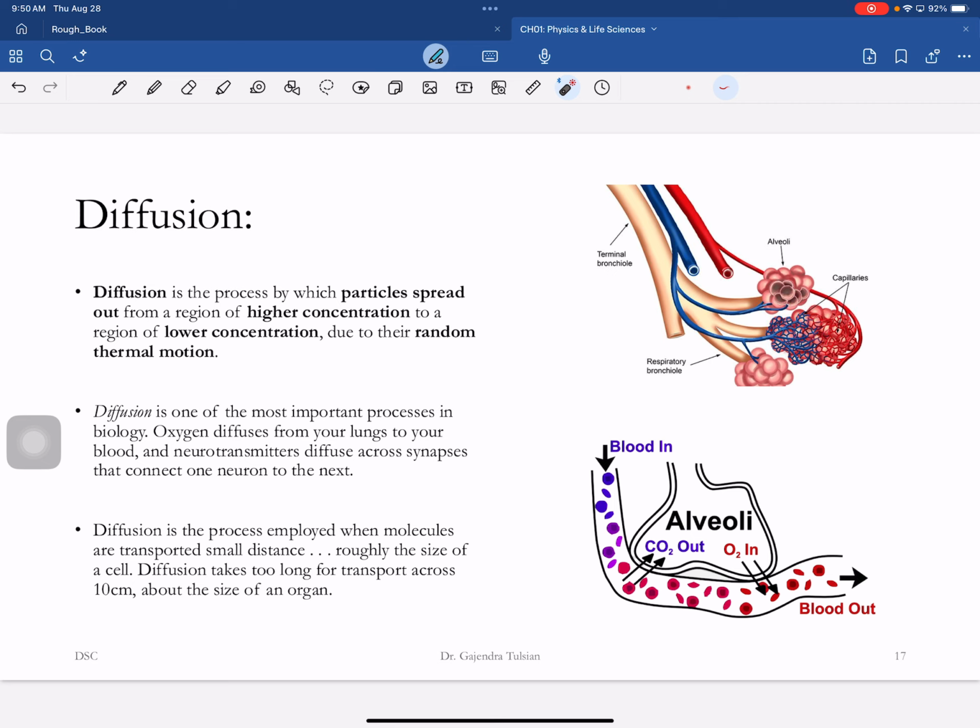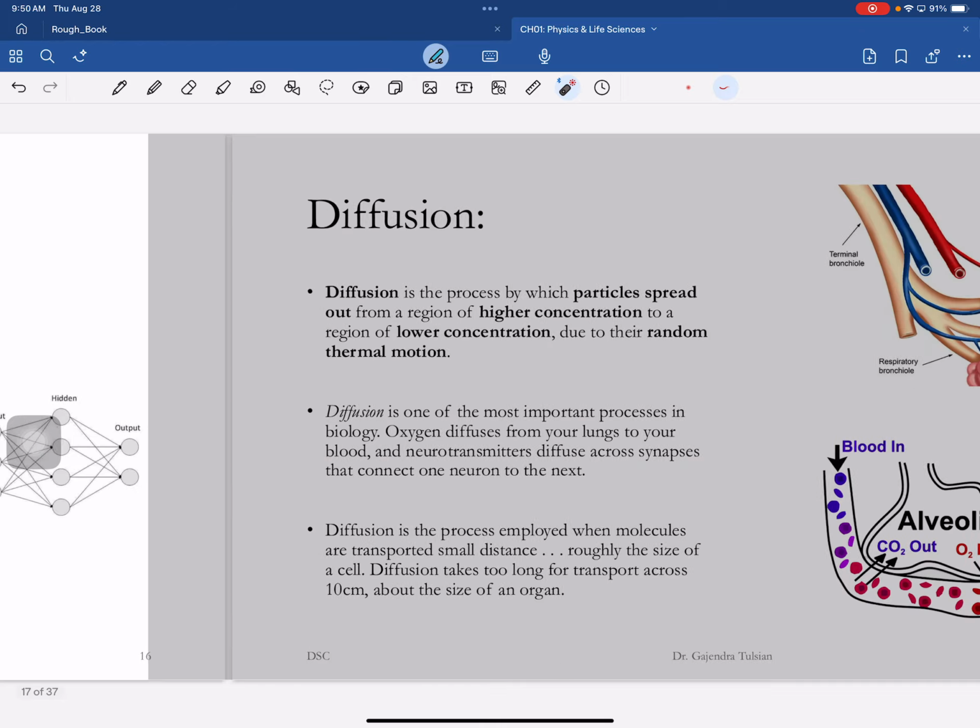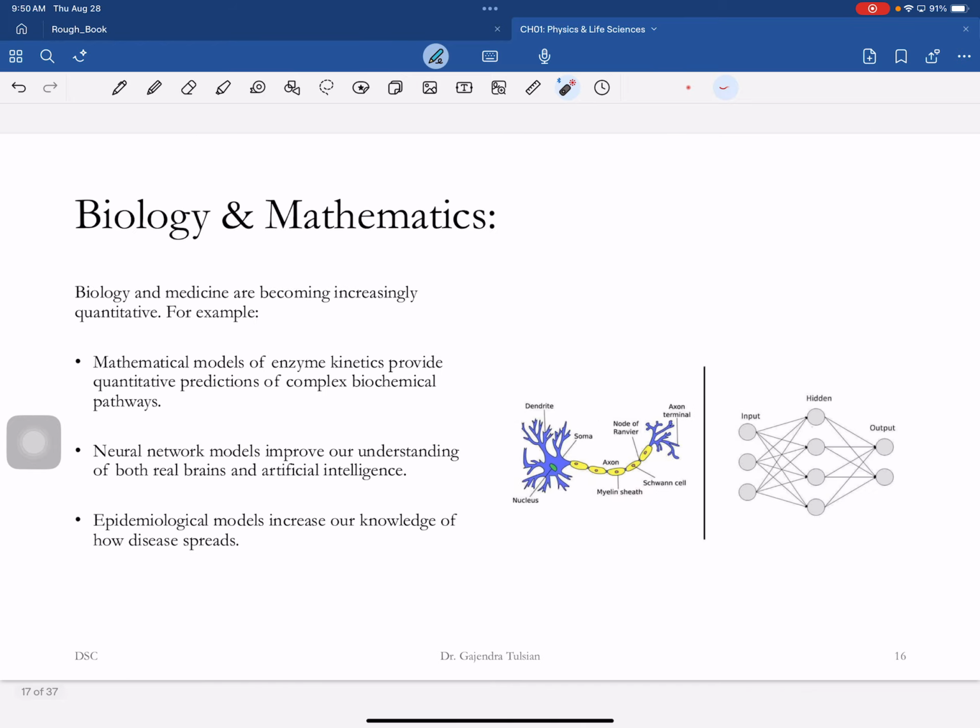You need oxygen to release the energy from ATP molecules. You have these batteries, energy molecules. To release the energy from these molecules, you have to oxidize them. Okay? So you need oxygen all the time. Okay. So let's look at diffusion.